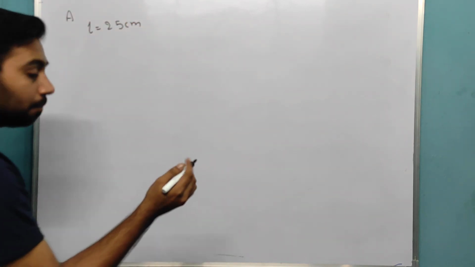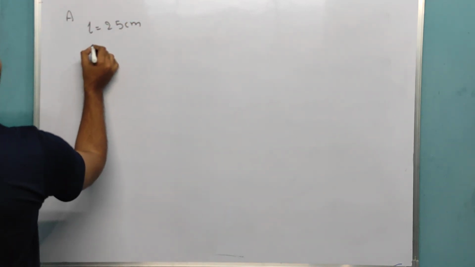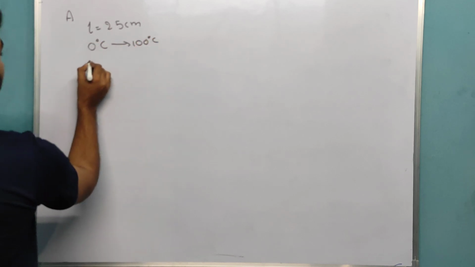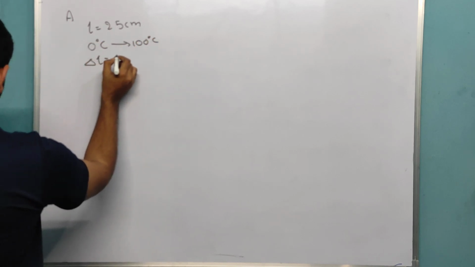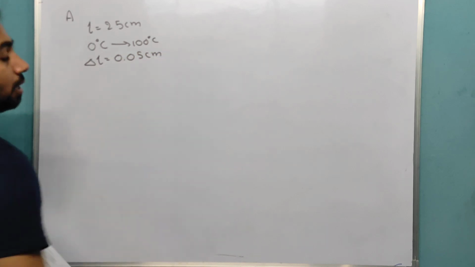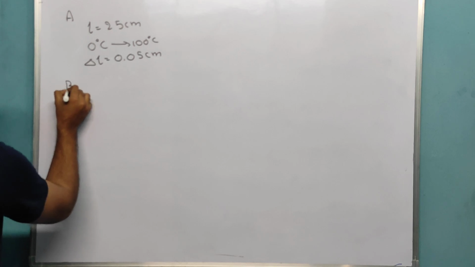Now when they raise the temperature from 0 degrees Celsius to 100 degrees Celsius, they saw there is a change in length, which is 0.05 centimeter. Fine. Now similarly they took metal B.